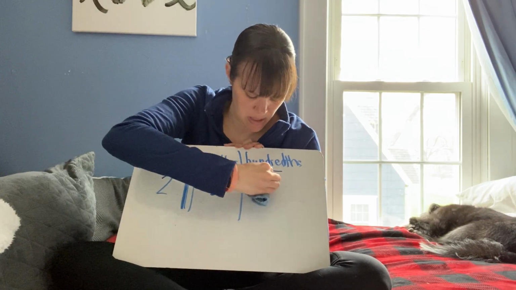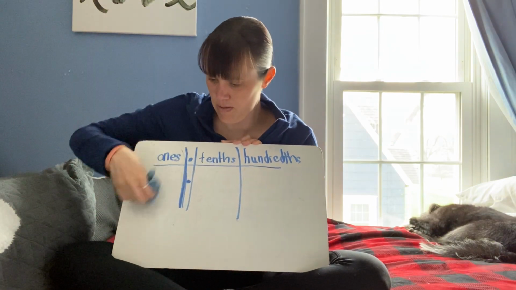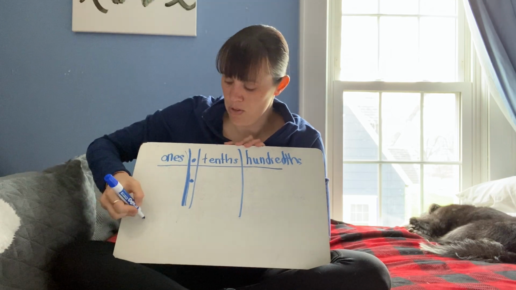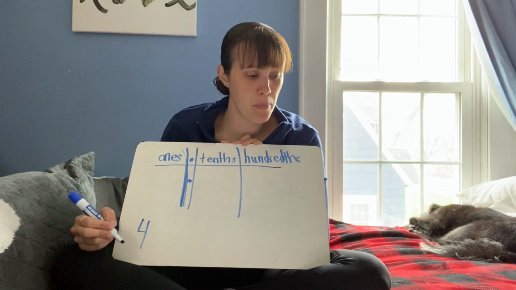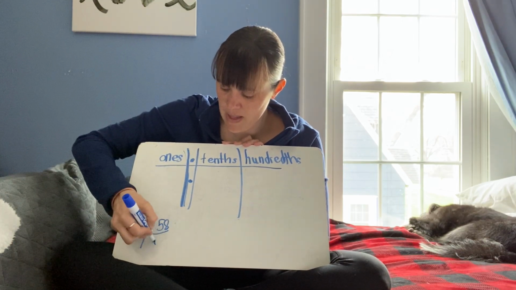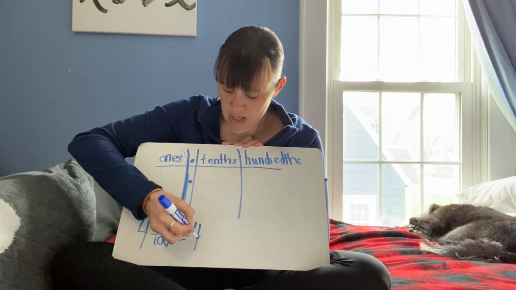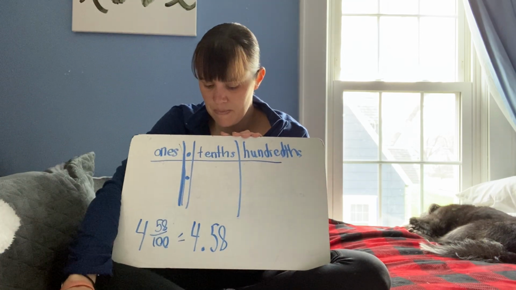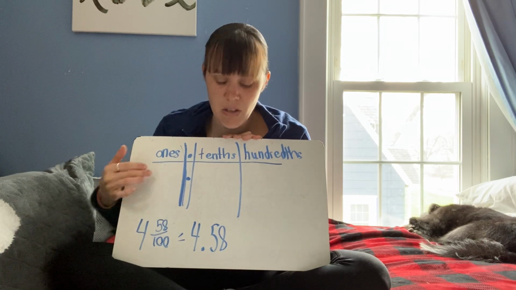E, I keep looking at the first number. It says 4 ones and 58 hundredths. So let me do the fraction form first. It says 4 ones, so that's my whole number, and 58 hundredths. Oh, I know I can write it like that, right? That says 4 and 58 hundredths. And I can write it like this, 4.58. Did I need the chart? No. Could you put it in the chart still? Absolutely.